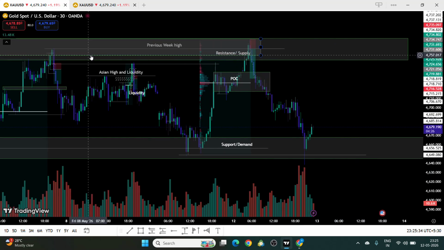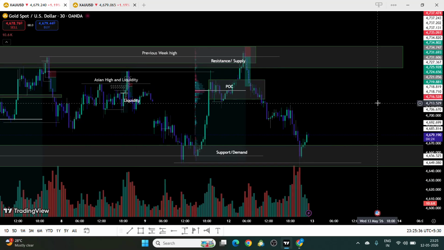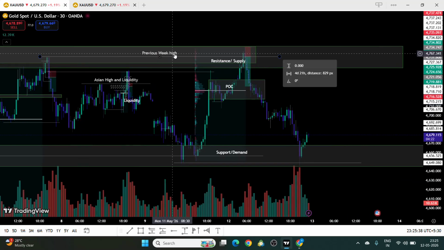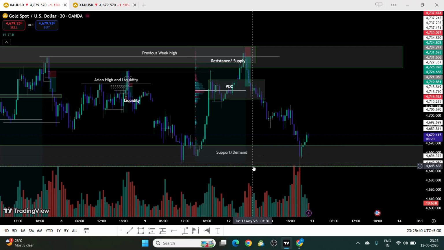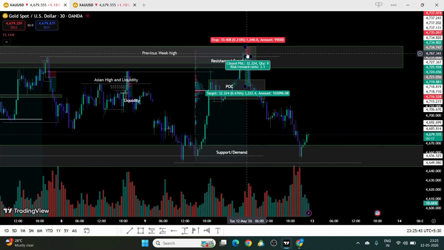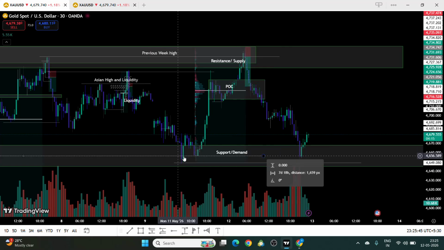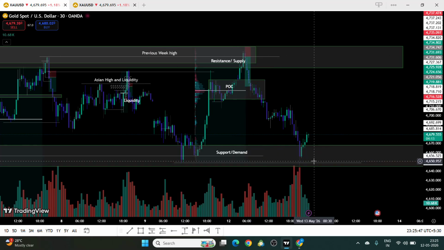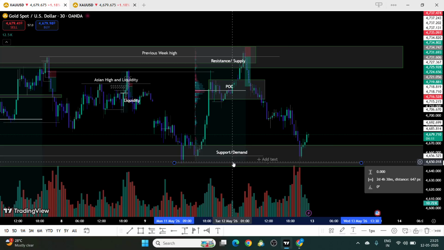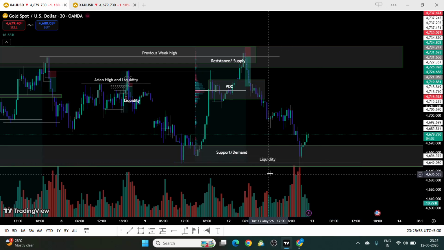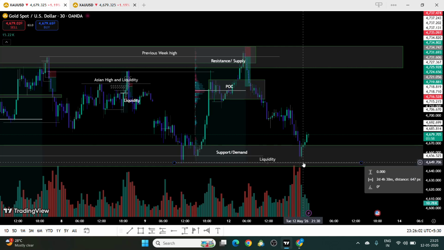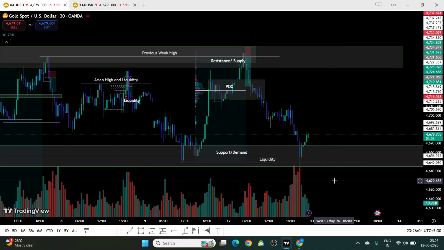See, this is the area where I identified this is the supply and this is the demand zone, support zone, and all the way today it has come down till this, and it has taken this liquidity. This is the liquidity area. Once it is swept, we can take the reversal entry, but how, I will show you.